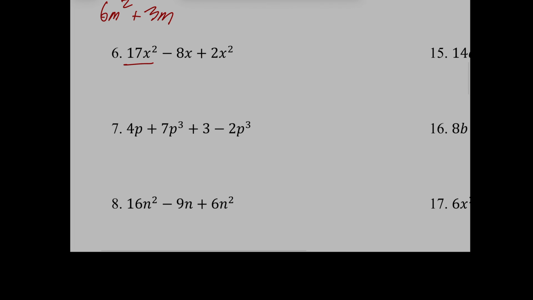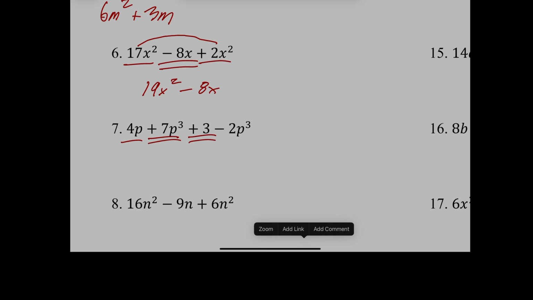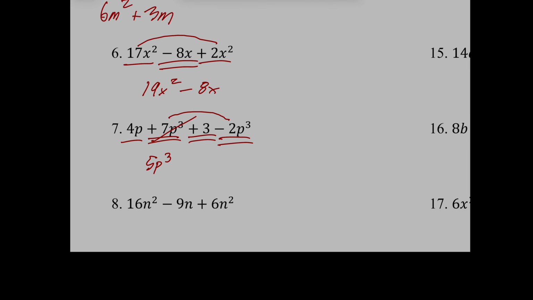Number 6, I have an x squared, I have an x, I have an x squared. Let's start with the x squared. 17 plus 2 is 19x squared, and then I just copy down the one that's all by himself. On number 7, I have a p, I have a p cubed, I have just a number floating out, and look, I have another p cubed. Well, I give this one a double underline, so I'm going to give this one a double underline. Okay? So now, the highest exponent is my p cubed, so I'm going to start there. 7p cubed minus 2p cubed is just a 5p cubed. What comes next? That would be my p, and so I'm going to write plus 4p, and then I'm going to copy down my 3.